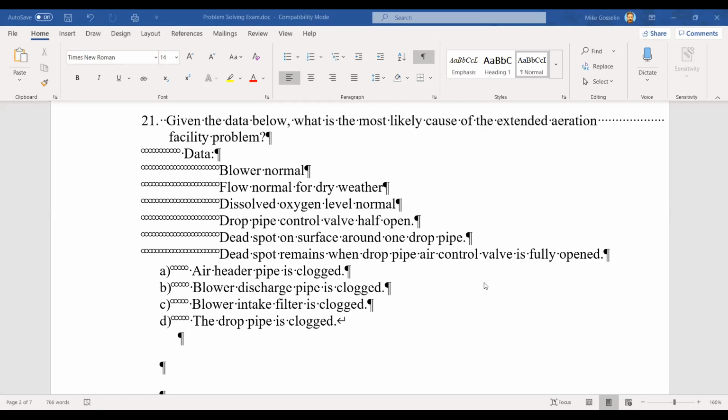So the correct answer here is D, the drop pipe is clogged. You're right in thinking that if there was a header problem, you would have the dead spots on the surface, but you'd have dead spots all over the tank, or your whole tank would be one big dead spot. Additionally, it doesn't say anything about how the blower is running, except that it's running normal. So if your header was plugged, that blower would be trying to run at 100% and relieving its air somewhere else because the whole line was plugged.